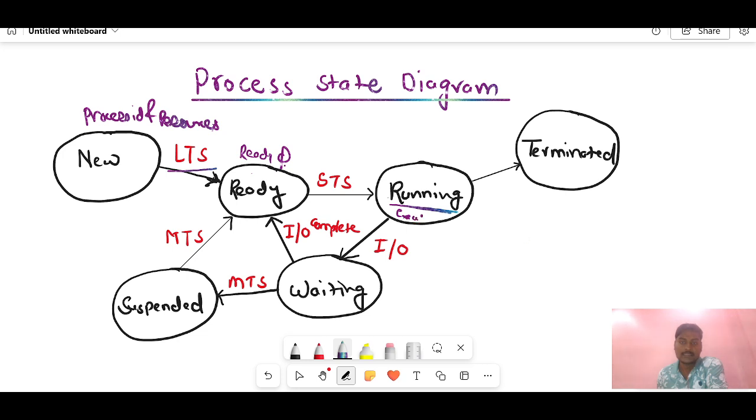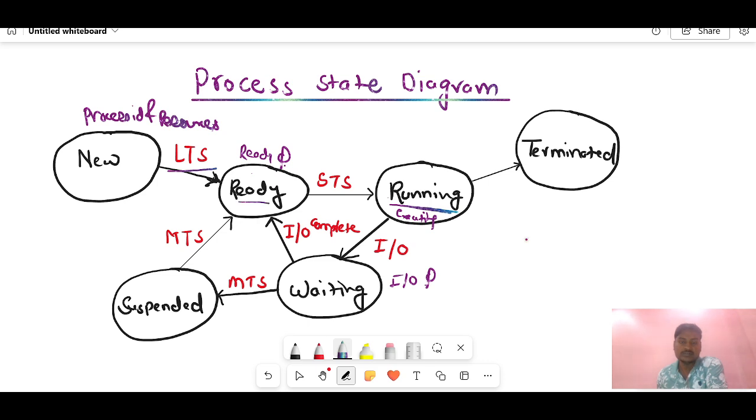Okay, it starts executing, and in between the execution, if the process wants to do some IO, then it will be added to the IO queue, because IO devices are very slow. So here the process will be doing the IO. Whenever the IO is completed, the process will move to the ready state again.